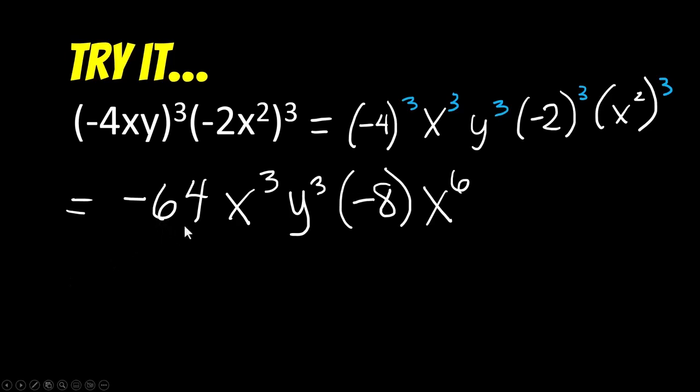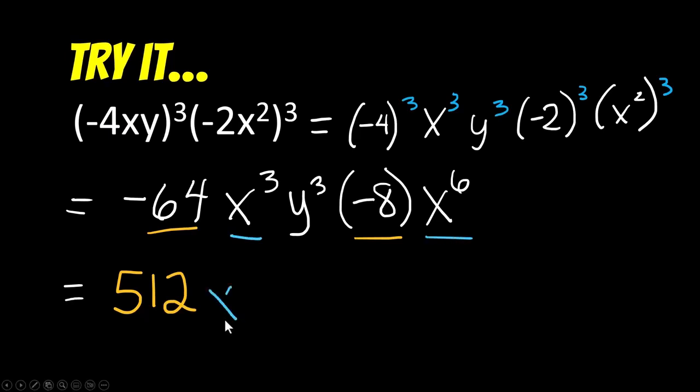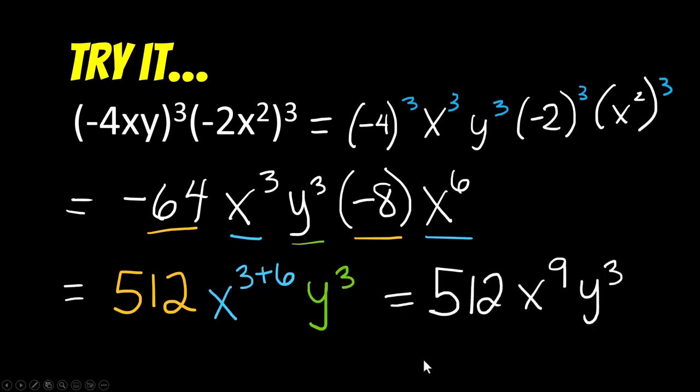Now we need to multiply the numbers together, and we need to take care of those x's. -64 times -8 is going to be 512. Then we do the x's. We're going to be adding those together, and the y is by itself. Finishing this out, we end up with 512, x to the 9th, y cubed.